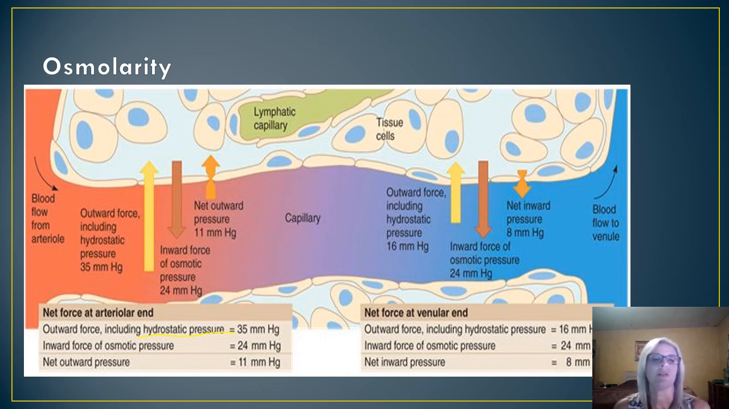And so you can see there are some different numbers on here. Blood flowing in from the arteriole over here, with an outside having that outward force causing the hydrostatic pressure, causing it to flow out. Inward force of osmotic pressure pulling things in.